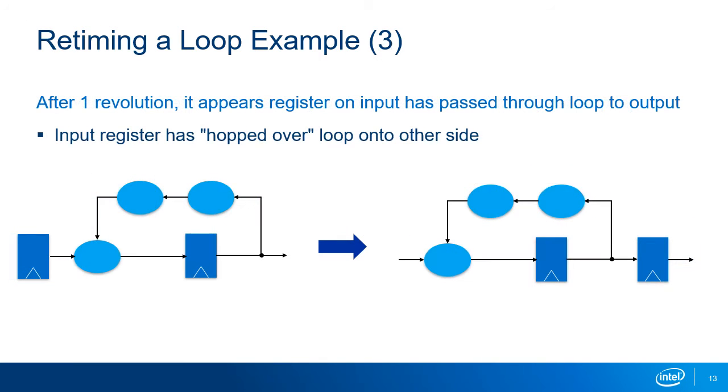So if we retime the register in the loop for an entire revolution, it will appear as if the input register has hopped over the loop to the output side. Thus, both of these circuits are functionally equivalent and legal from a retiming perspective. If we rotate the register clockwise, then the output register would jump from the output side over to the input side.